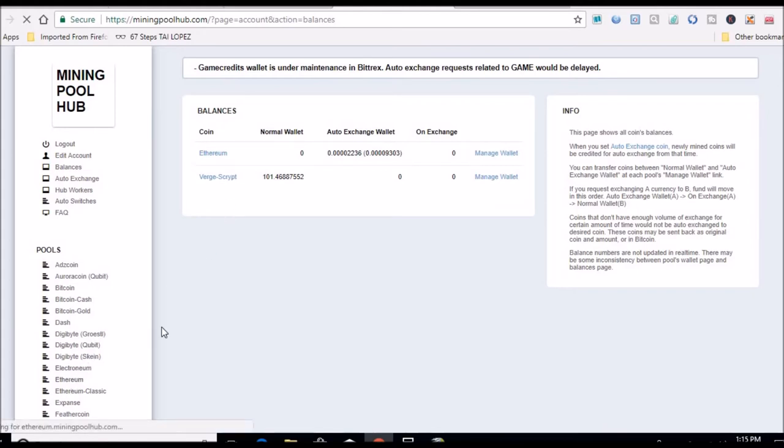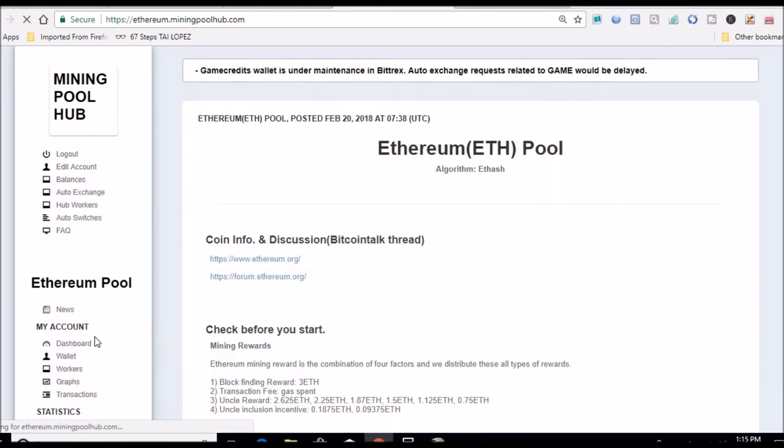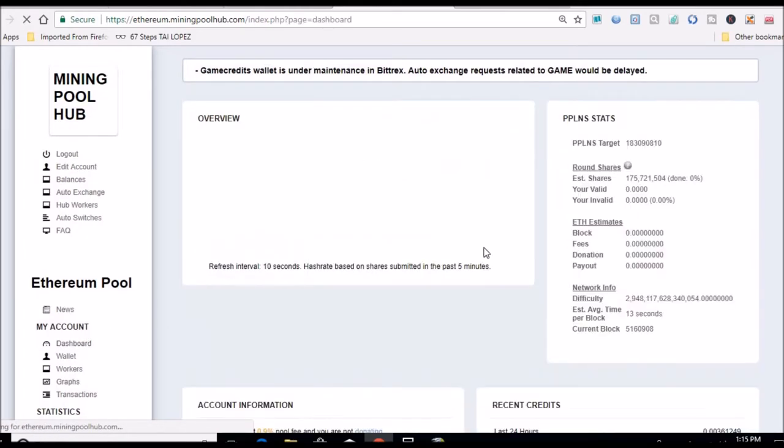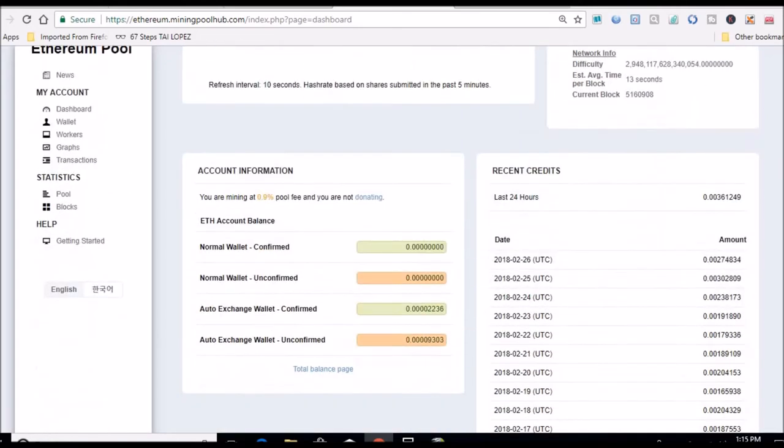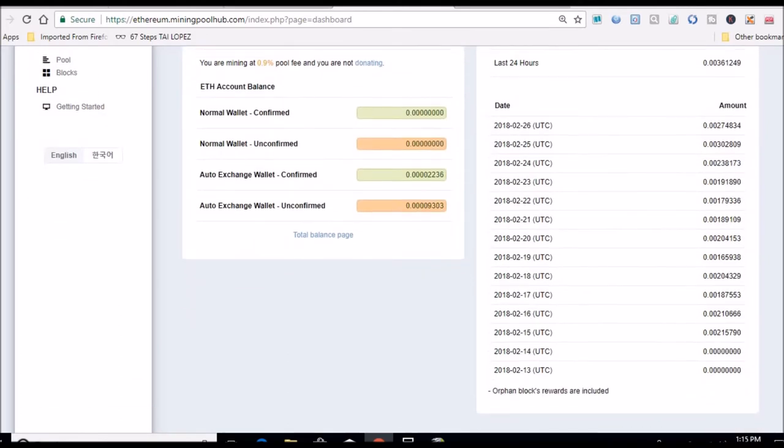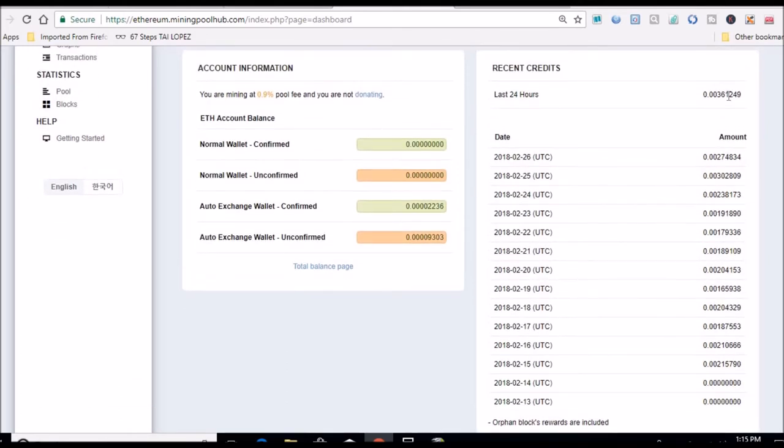So let's click on Ethereum over here. Go over to dashboard. That's a little high, I don't know why. It says 86 megahash, I wish, but it's only at about 56. So right now, my 24 hour effective hash rate, at least that I've mined with the Ethereum algorithm, I'm making 0.00361249 Ethereum per 24 hours.